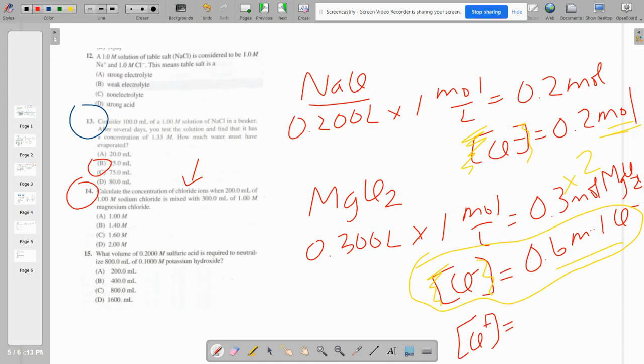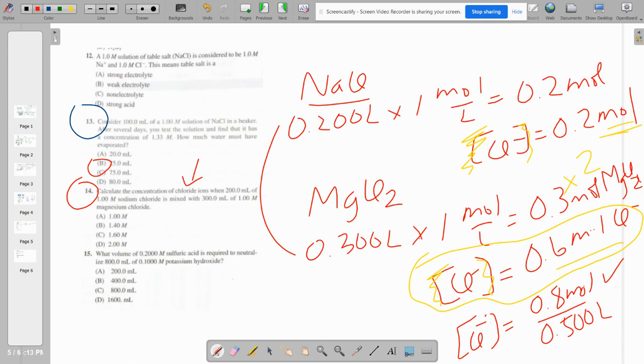Okay, so 0.6 plus 0.2 is 0.8 moles. By the way, that right there is a Cl minus, not a plus, sorry. There we go. Does that look better? And then we're going to take that total moles of chloride and put it over the total volume. The total volume was these two numbers added, which is 0.5. So 0.8 divided by 0.5.